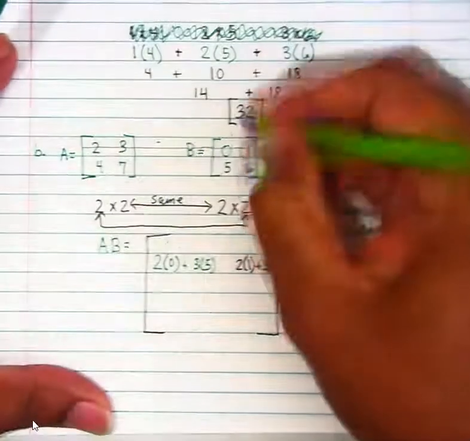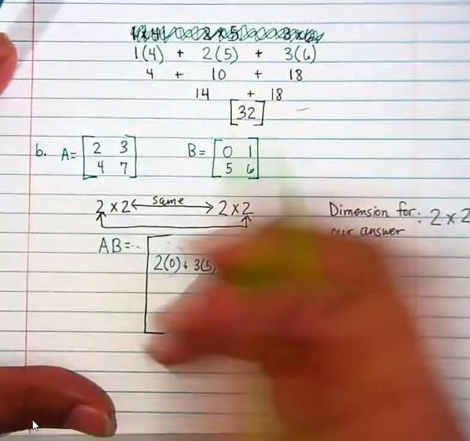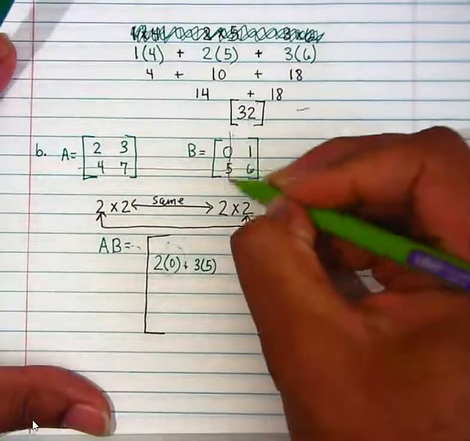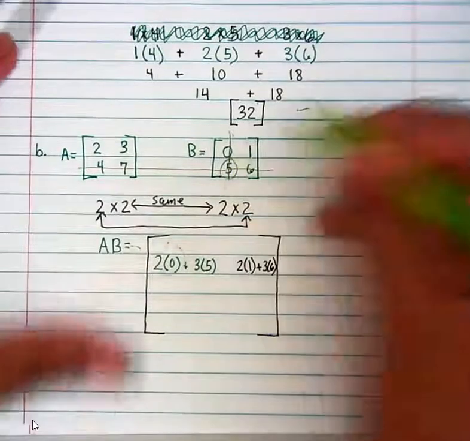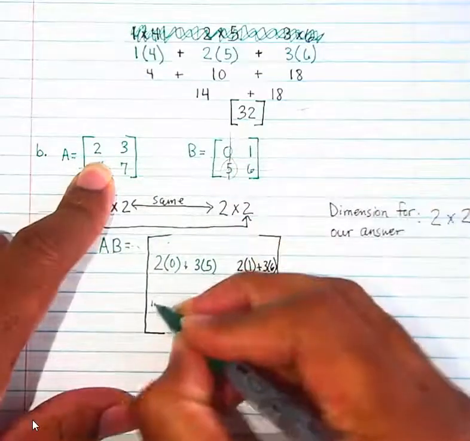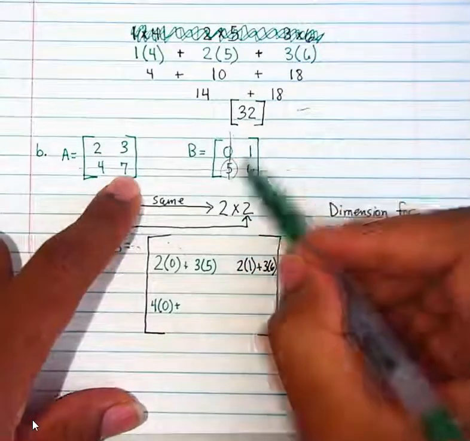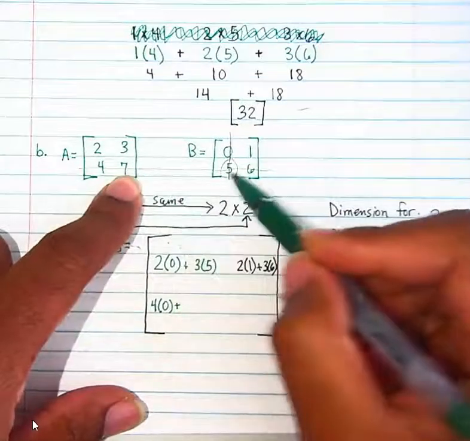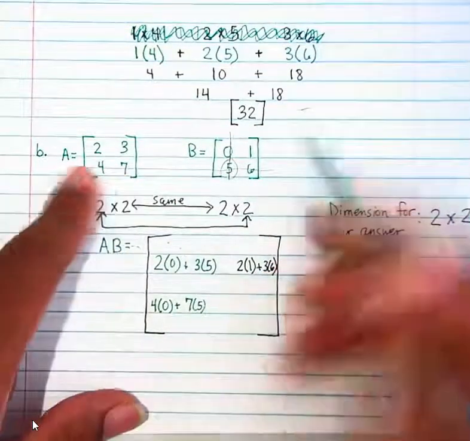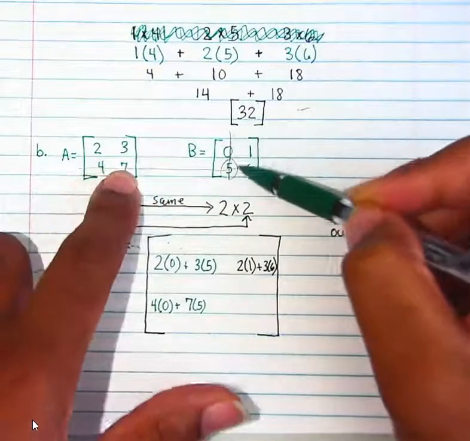All right, so let's go to our second row now. We're going to go this row here, and then we're going to do our first column. And where they intersect is where we're going to put our answer. So 4 times 0. I got to write it a little bit smaller so I can fit the other one in there. All right, and then we're going to do 7 times 5. So we do again row and a column. So 4 times 0, 7 times 5.